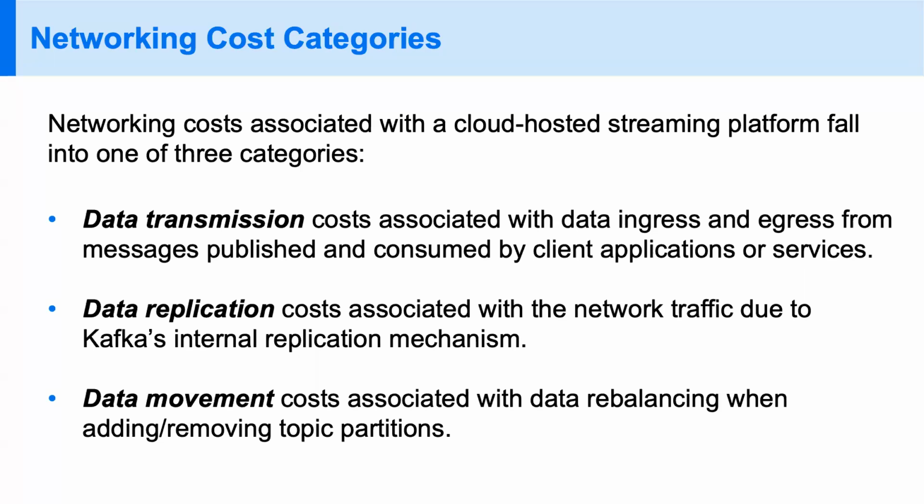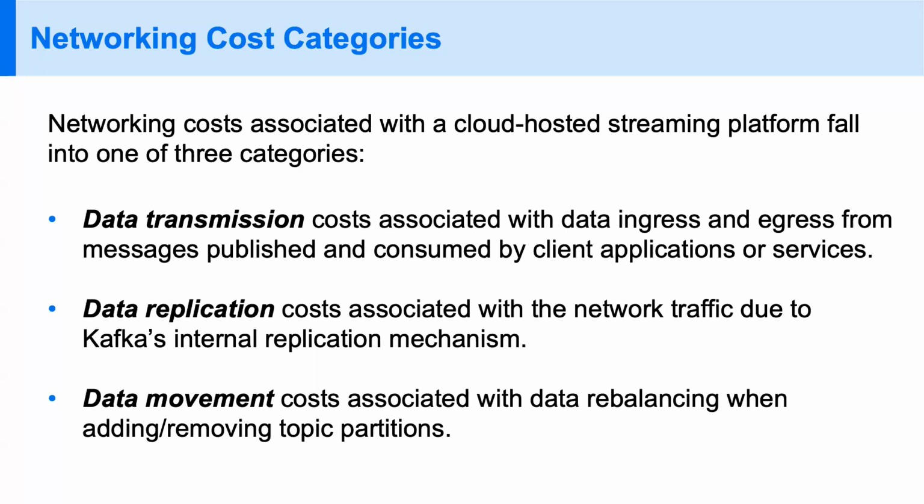Another kind of hidden part of the networking cost that is less obvious is the data replication cost. Kafka uses a leader follower mechanism that's built into the architecture of the platform itself. And there's some costs associated with moving the data from the broker who's the leader in one of the availability zones and making that data available in other availability zones for redundancy. That has to travel over network in some capacity, and there's costs associated with that as well.